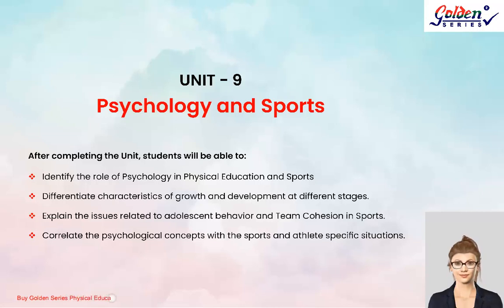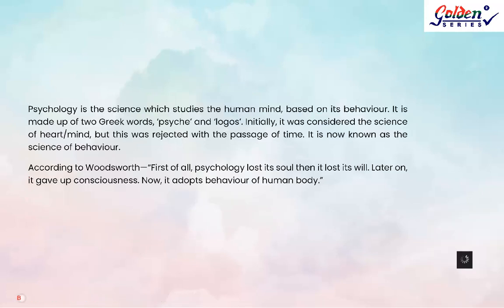Unit 9. Psychology and Sports. After completing the unit, students will be able to identify the role of psychology in physical education and sports, differentiate characteristics of growth and development at different stages, explain the issues related to adolescent behavior and team cohesion in sports, and correlate the psychological concepts with the sports and athlete-specific situations.